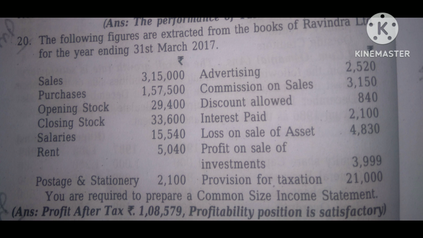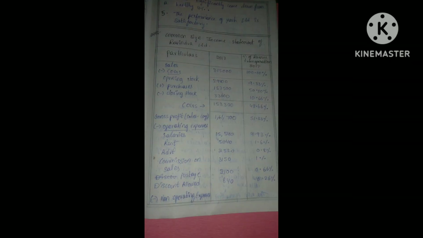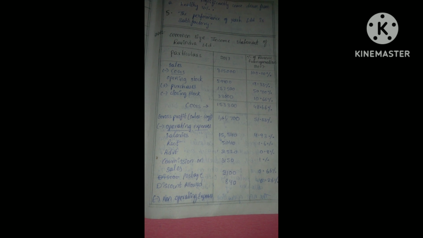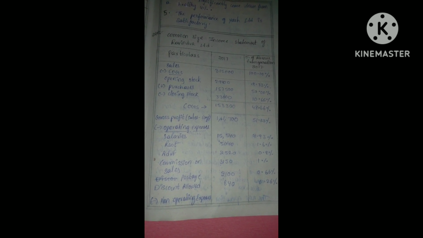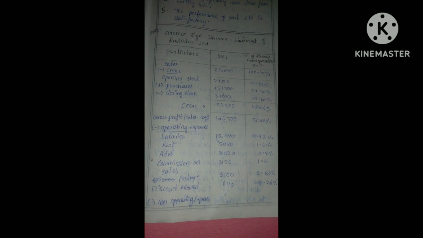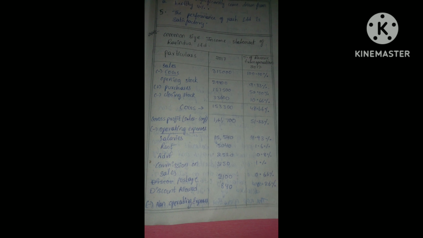You are required to prepare a common size income statement. So now we have to prepare a common size income statement. So guys, now let us see the problem. So first draw the pro forma. So draw 3 columns for particulars, 2017 year, and percentage of revenue from operations of 2017 year. Now keep the heading as common size income statement of Ravindra Ltd.